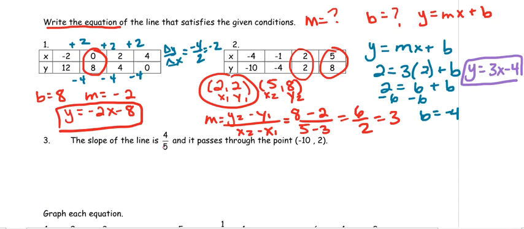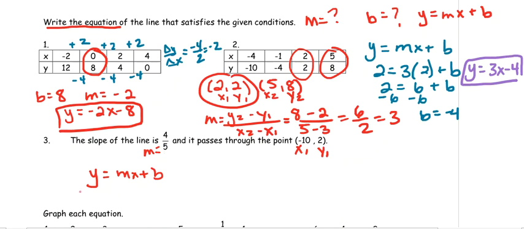Number 3, the slope of the line is 4/5. So we already know that m equals 4/5. It passes through the point negative 10, 2. So this is going to be your x1, y1 if you want, or x, y. Let's use point slope this time. y minus y1 is equal to m times... I actually hate using point slope when there is a fraction. When there's a fraction for a slope, I actually prefer using y equals mx plus b. It can get very messy with a fraction like that.